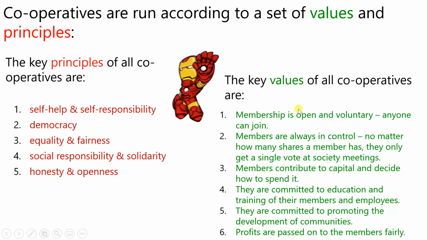And in the green are the key values of cooperatives. They are about membership has to be open and is voluntary, so anyone can join. Members are always in control, no matter how many shares a member has. It's only about having 1 vote. Number 3, members contribute to capital, that is money, and decide how to spend it. Number 4, they are committed to education and training of their members and employees. Number 5, they are committed to promoting the development of communities. And 6, profits are passed on to members fairly. Those are the values of cooperatives.